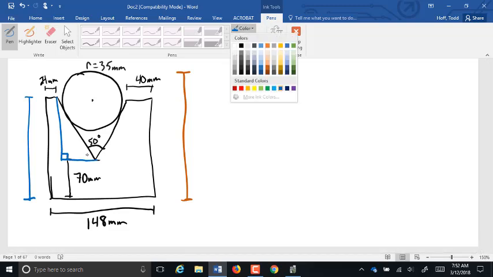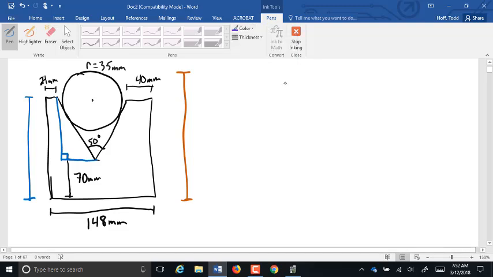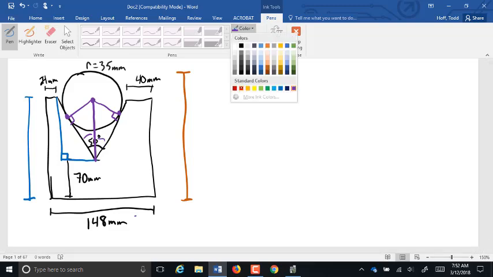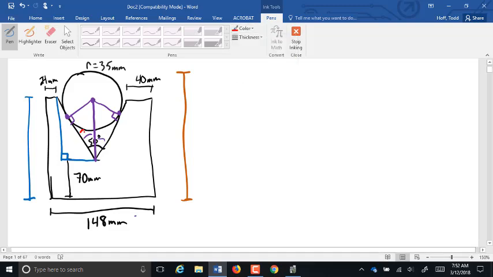Now it looks like I don't know any angles here, but I do. If I take the center of this circle down to the V, remember what we have here are tangents. That means, one, they make 90-degree angles there. Two, if I connect the center of my circle to where the two tangents intersect, it cuts this angle in half. So each of those angles is 25 degrees.